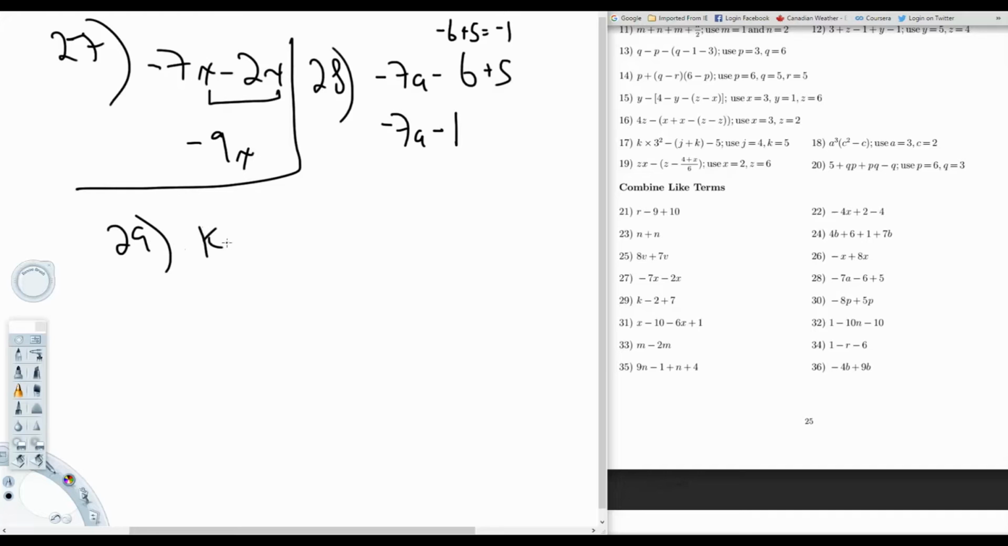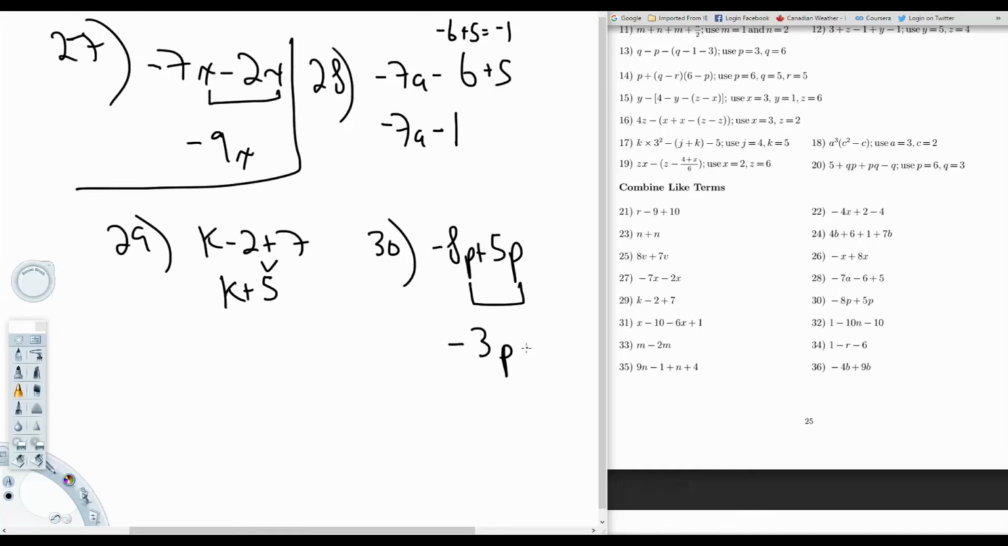29 now. K minus 2 plus 7. K minus 2, can you really do that? I don't think so. But you can do minus 2 plus 7, which equals 5. K plus 5. Number 30 now. Minus 8p plus 5p. Those are like terms, right? So let's say this p stands for pi. Minus 8 pi's plus 5 pi's. Those are like terms. You can easily do that. And that would be minus 3p.